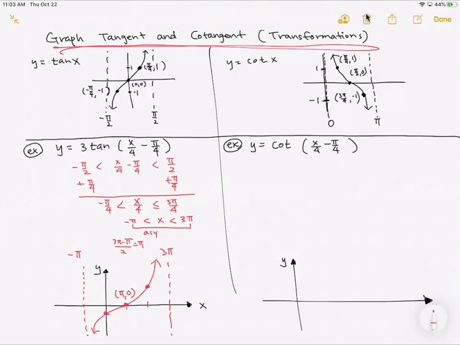And for the next one, you know that pi plus negative pi divided by 2 will give you 0. And because we have 3 as our a value, that'll be negative 3. And then 3 pi plus pi gives you 4 pi divided by 2 is 2 pi. And then because our a is 3, this point will be 2 pi comma 3.